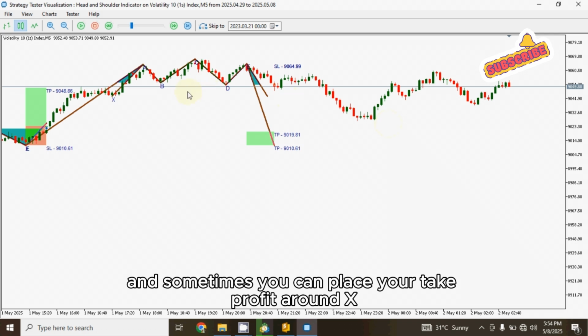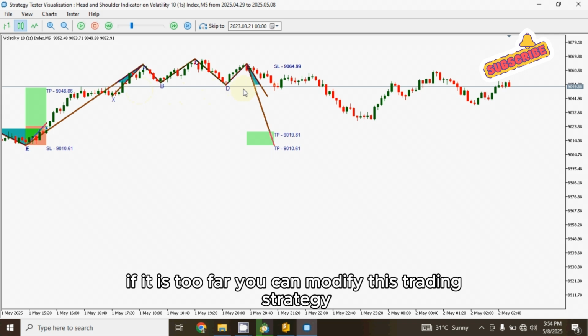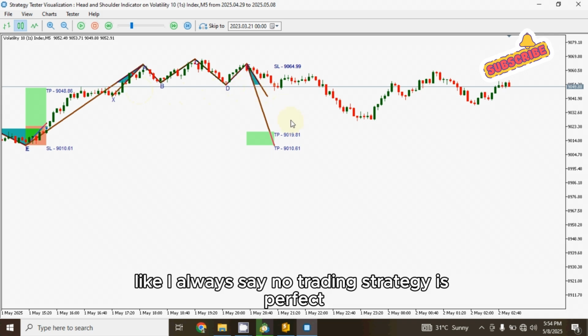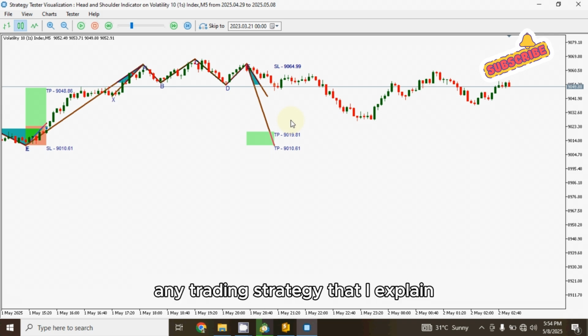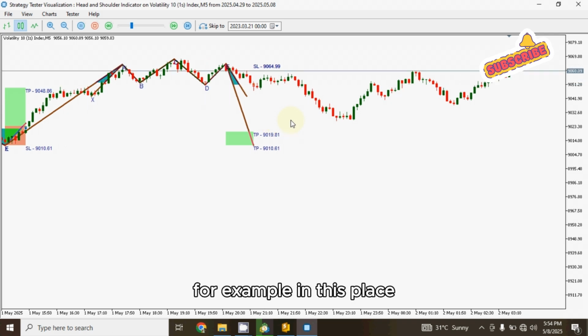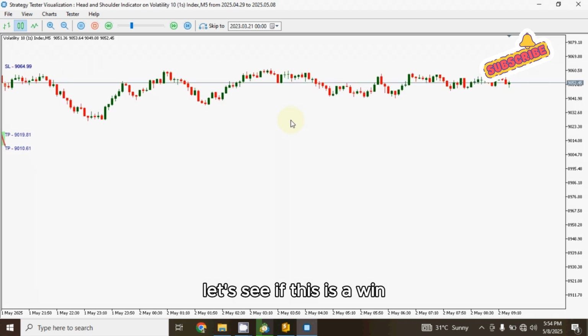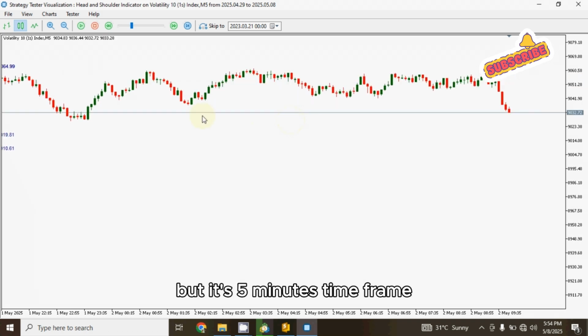Sometimes you can place your take profit around X if you are not comfortable with it being too far. You can modify this trading strategy. Like I always say, no trading strategy is perfect. Always try to modify any trading strategy that I explain. For example, in this place, let's see if it is a win, but you can't hold the trade for this long, but it is a 5 minutes time frame.